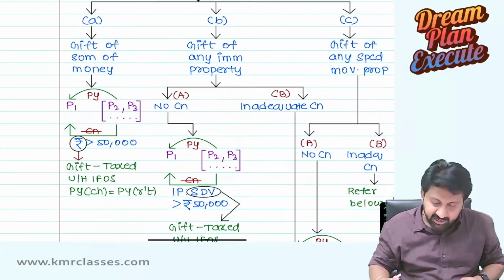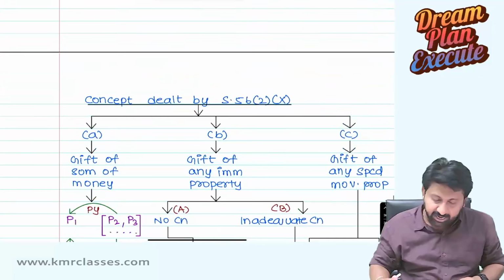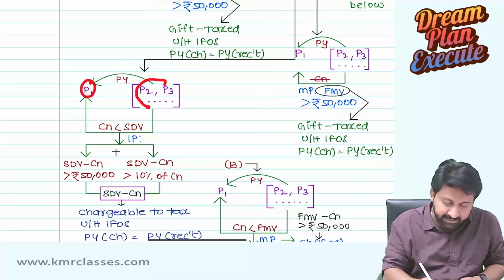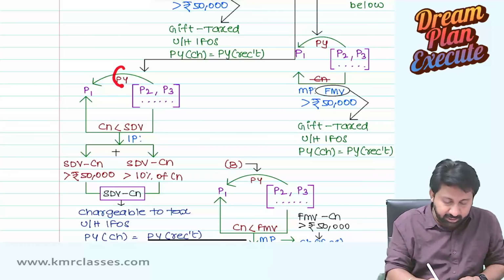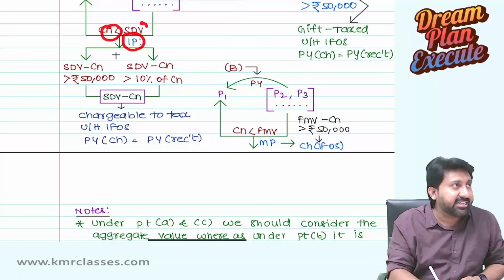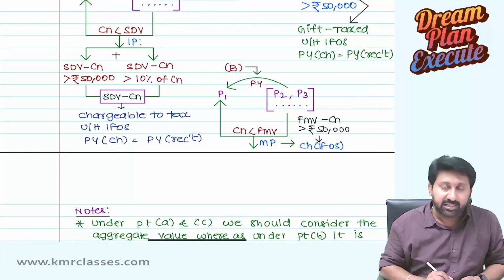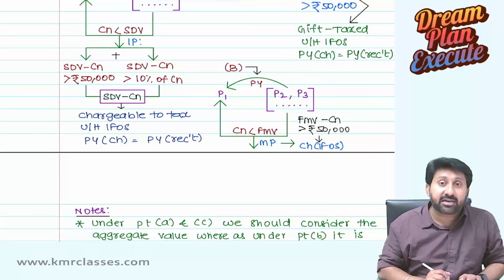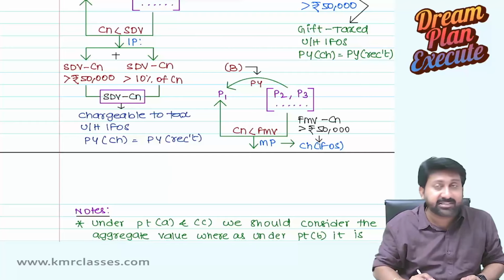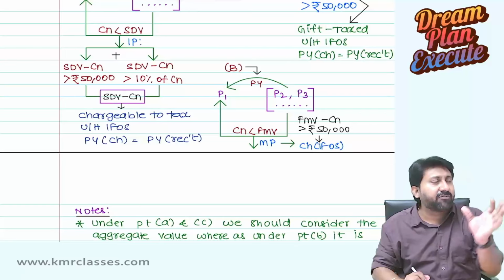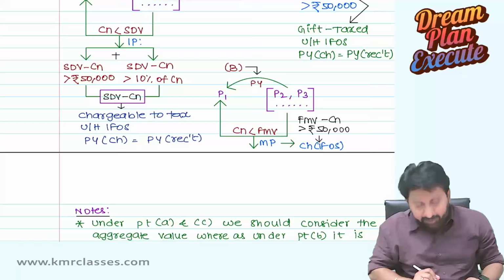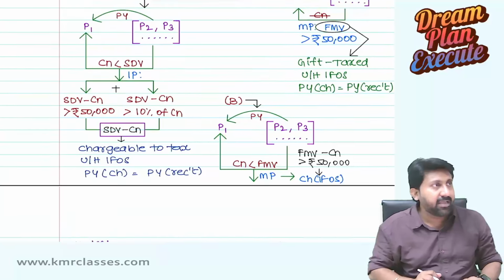Inadequate consideration, again I repeat. Where any person receives from a person or persons during the previous year any immovable property, the consideration is less than its stamp duty value, then the excess amount of stamp duty value over the consideration beyond 50,000, if it exceeds, in that case the entire amount of difference will be chargeable under the head IFOS. Previous year of chargeability will be the previous year of receipt.